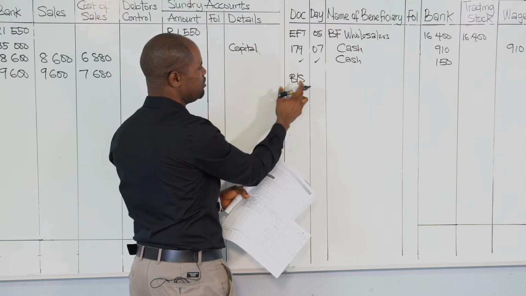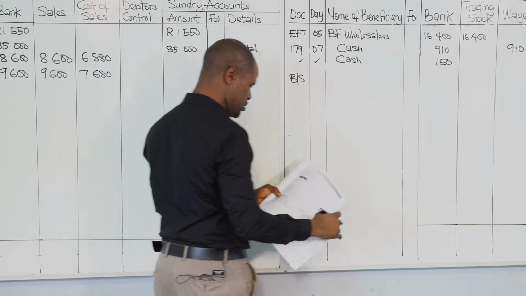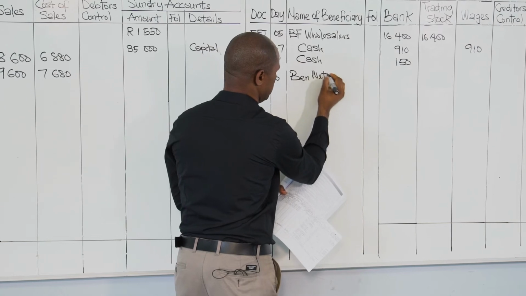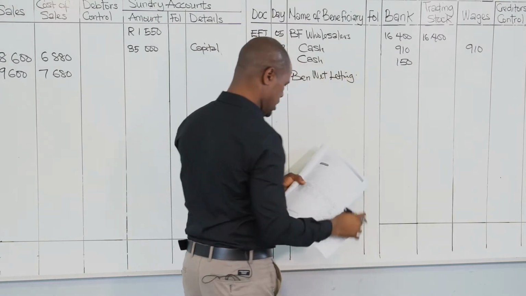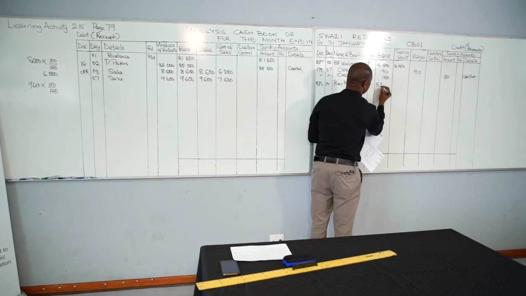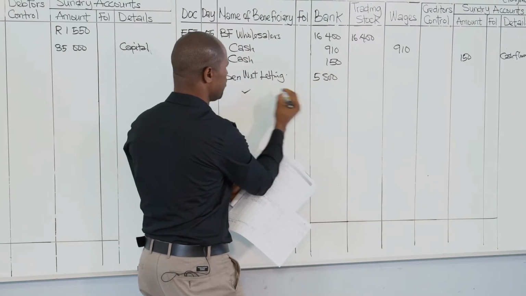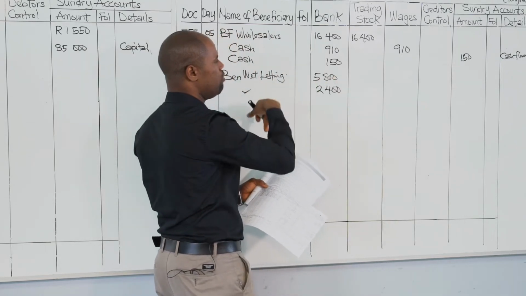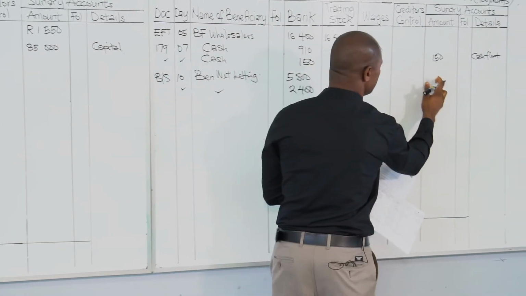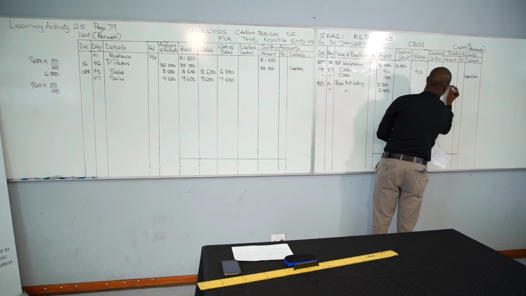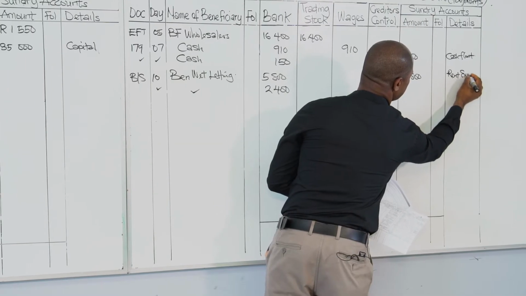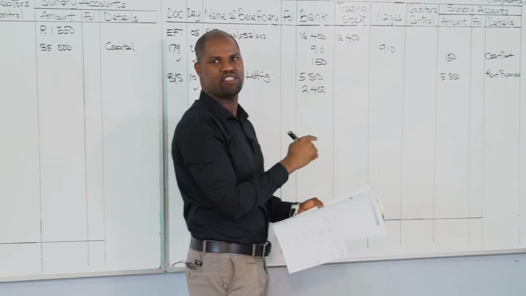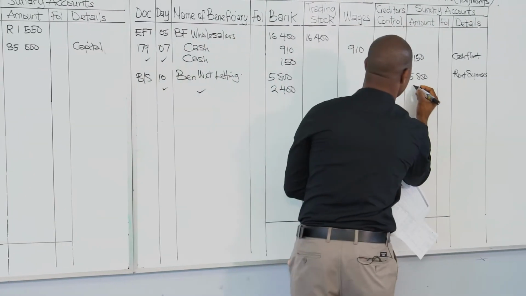BS means bank statement number, but the number is not given to us, but the date is on the 10th. The beneficiary is Ben Wet Letting. The first amount is 5,800. On the same day, the second amount is 2,400. The first amount is meant for the store, for the payment of the store rent. So it goes into sundry account as 5,800 as rent expenses. While the second payment is meant for the residence of the owner of the business. So it will be regarded as drawings.